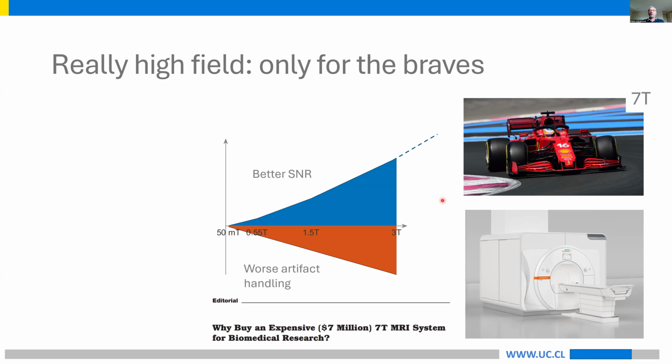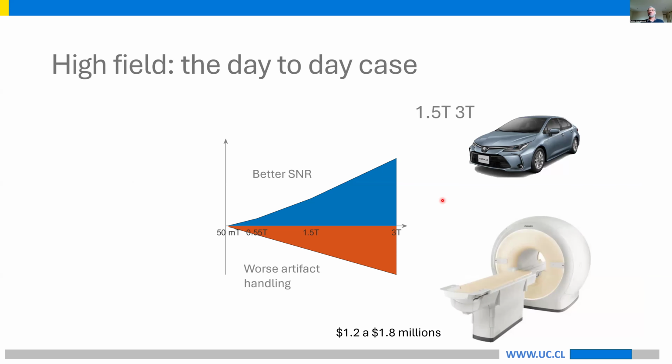Now, if you go to a lower field, more like 1.5 or 3 Tesla, it's like driving a Toyota. It's a car that's very reliable, always works. It allows you to go everywhere. So that's your perfect scanner for hospitals. Still very expensive, between $1 and $2 million, but it's something that will work very nicely.